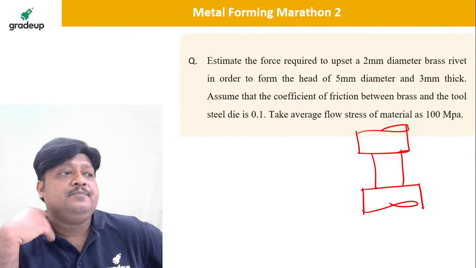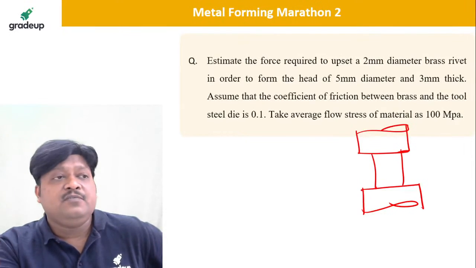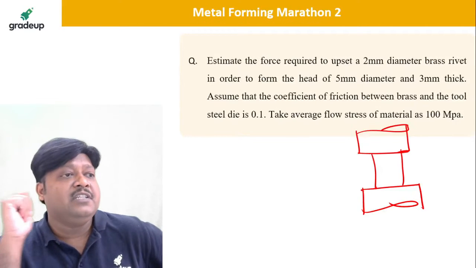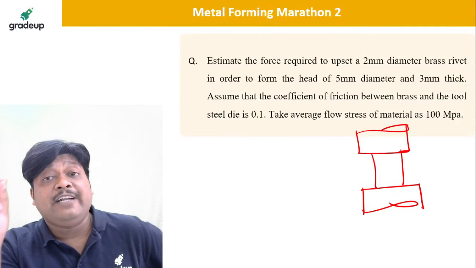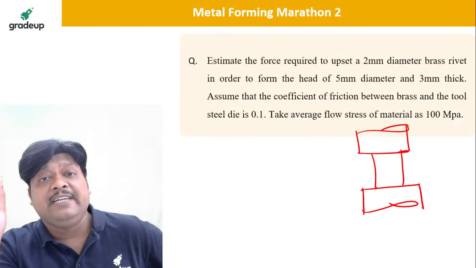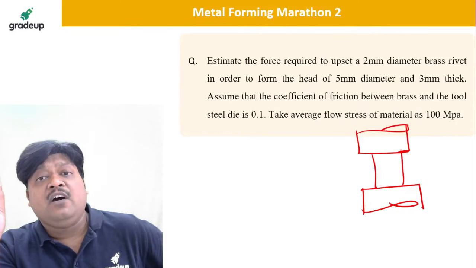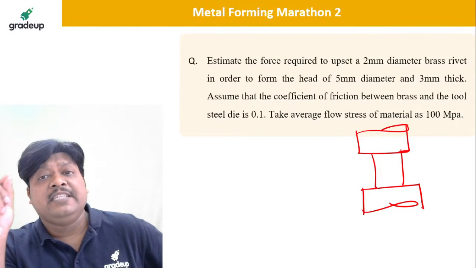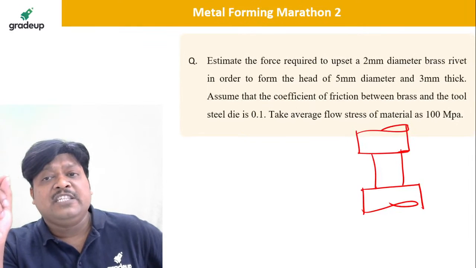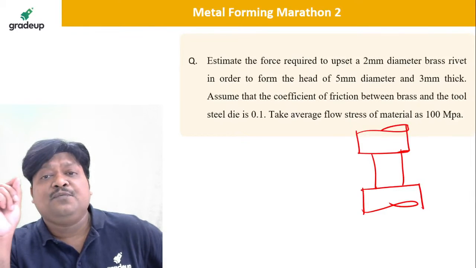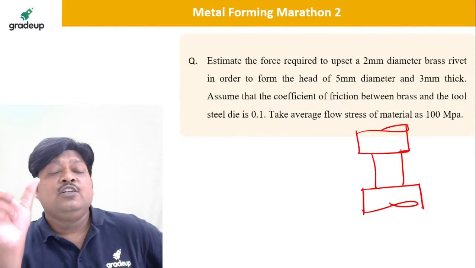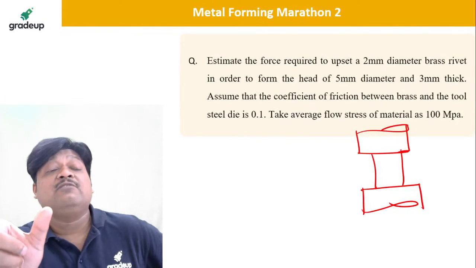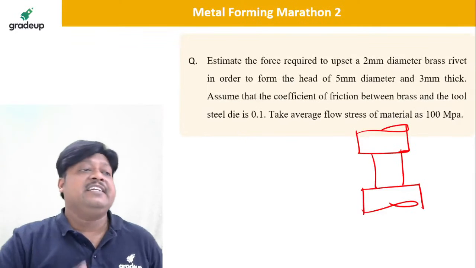Take this question. I already discussed the formula for this. Estimate the force required to upset a 2 mm diameter brass rivet in order to form the head of 5 mm diameter and 3 mm thick. Assume that the coefficient of friction between the brass and the tool steel die is 0.1. Take the average flow stress of the material as 100 megapascal. So estimate the force required to upset this rivet. Calculate.